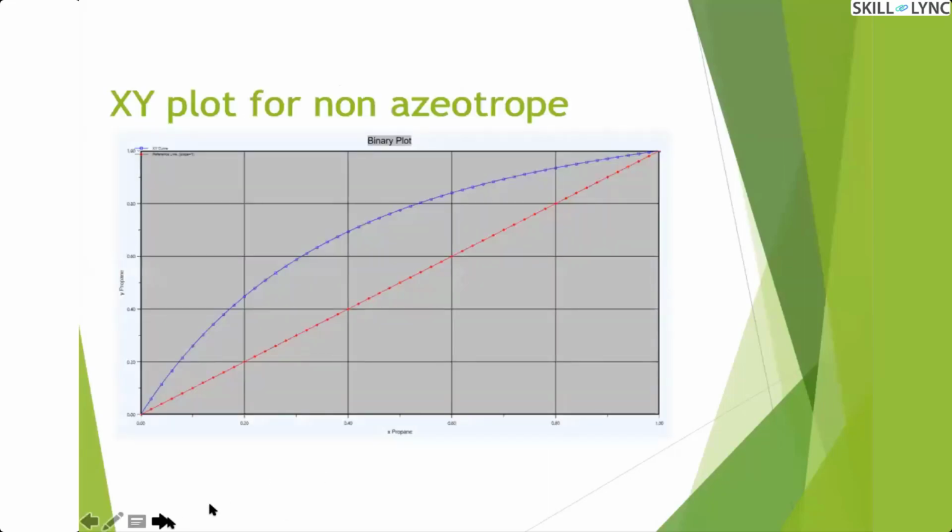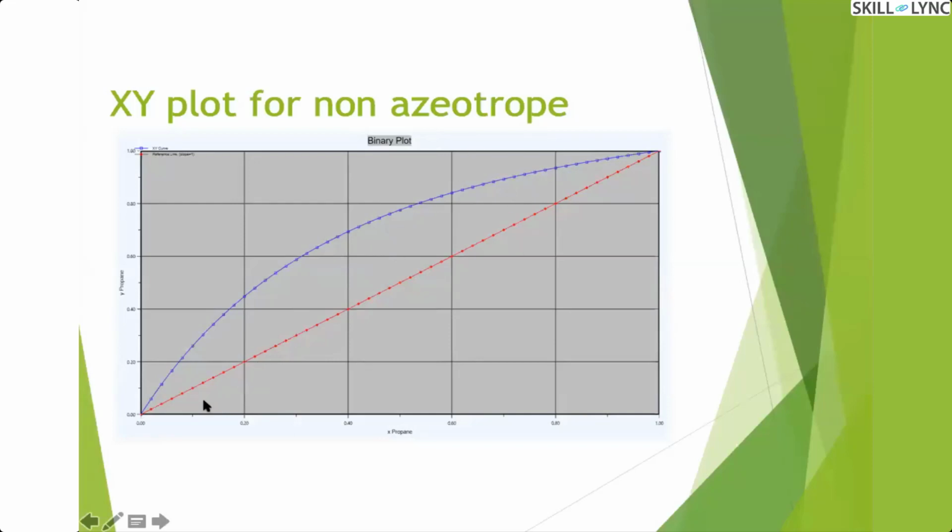So this is a typical XY plot. This is the horizontal line. If the distance between the horizontal line and the blue line is more, then the separation is easier. If it is very close, then you would require more stages to separate the components. This is a binary plot. So this is the separation and efficiency. If you have more difference between the red line and the blue line, then the separation is easier. If it is very close, then you would require more stages to split them out.